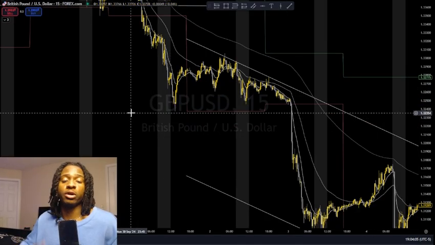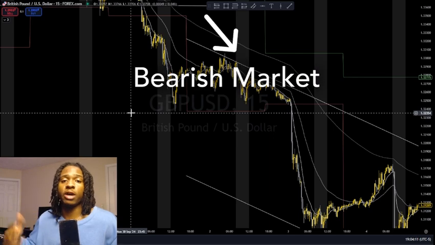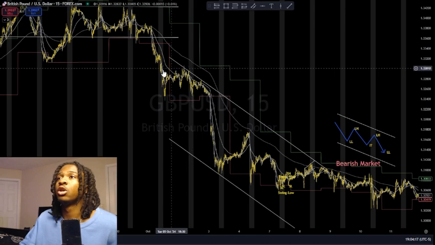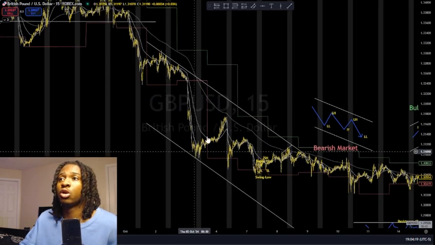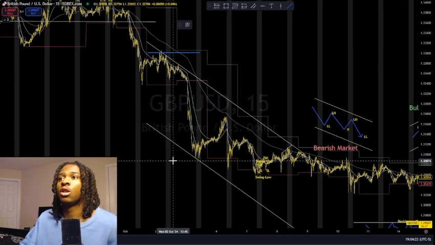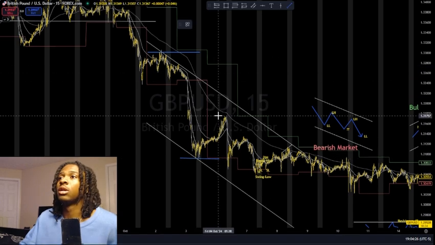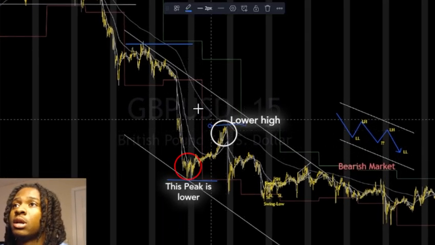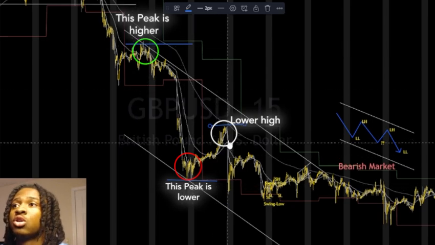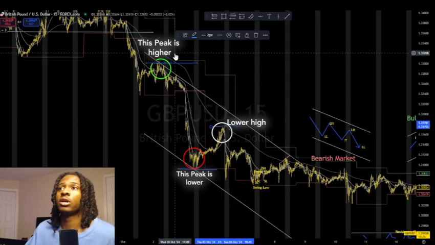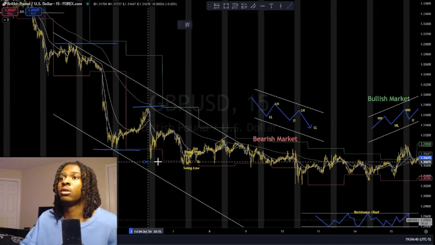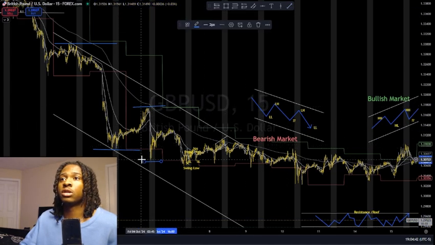Now that we went over our upward and our ranging market, next we have our bearish market, our downtrend market. See here, you have your lower highs and your lower low. Lower high, lower low. Now this is a lower high because it is higher than this peak, but it's not higher than this. So it is a lower high. Then we broke here, lower than this low.